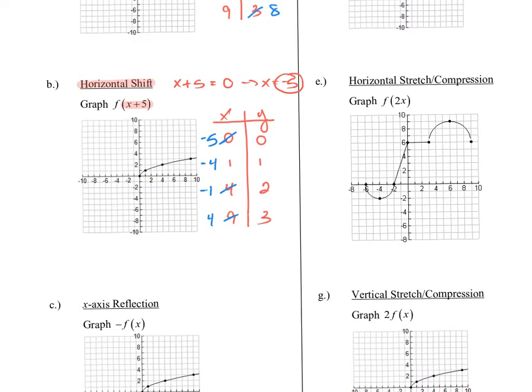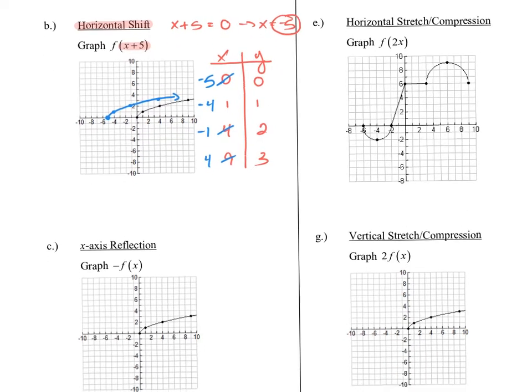Now, when I graph this, instead of the 0, 0, I now have this negative 5, 0. And I now have a negative 4, 1. And I have a negative 1, 2. And I have a 4, 3. So now I can see that my graph looks like it's been picked up and moved backwards. So the horizontal shifts can sometimes be challenging.